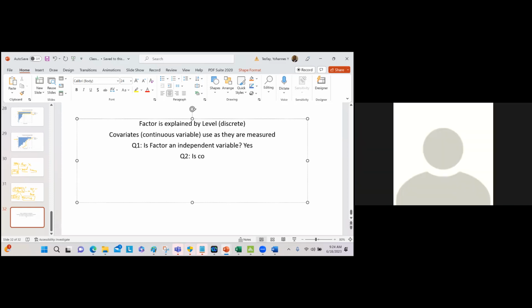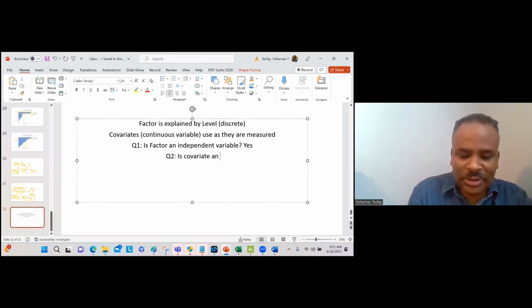Is covariate and independent variable. Yes or no?